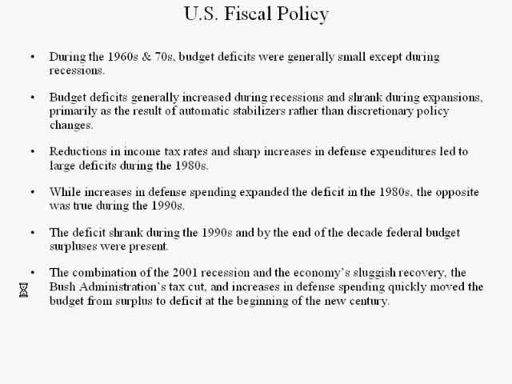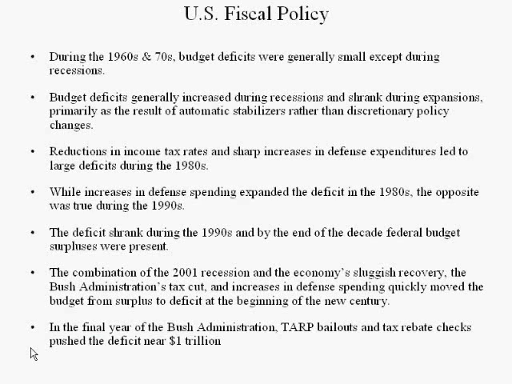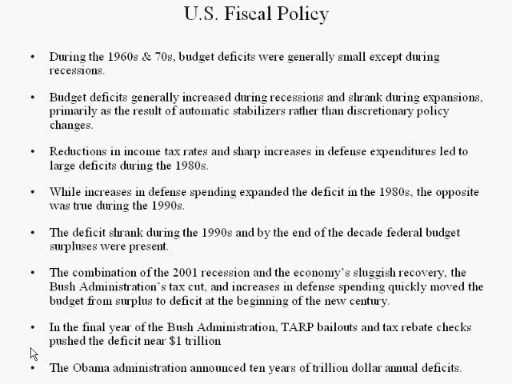The combination of the 2001 recession and the economy's sluggish recovery, the Bush administration's tax cut, and the increases in defense spending quickly moved budgets from surplus to deficit. In 2001, the Bush tax cuts we're talking about were the $300 checks mailed to individuals and the $600 checks mailed to couples. In the final year of the Bush administration, TARP bailouts and tax rebate checks pushed the deficit near $1 trillion. The Obama administration, a couple months after taking office, announced Americans should get used to trillion-dollar deficits for the next 10 years.